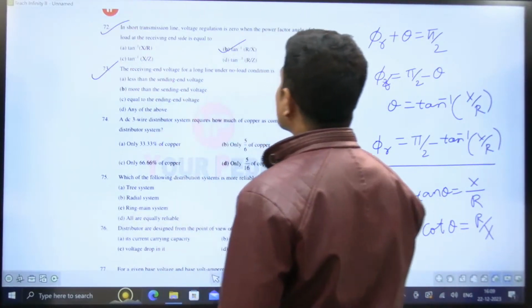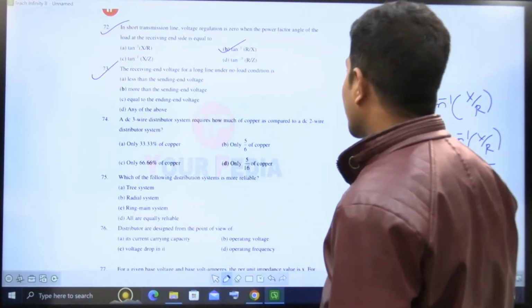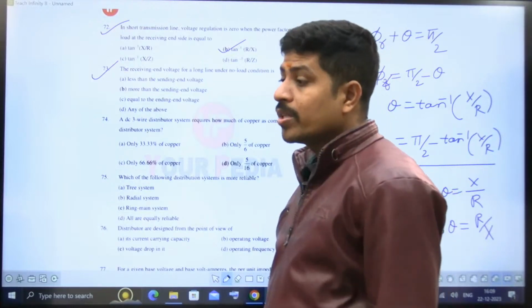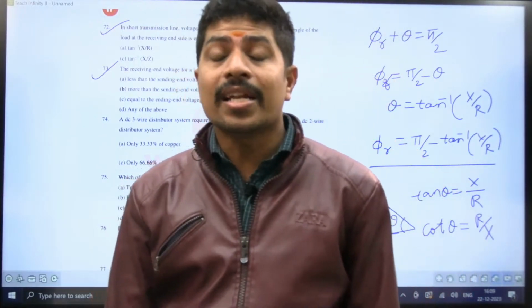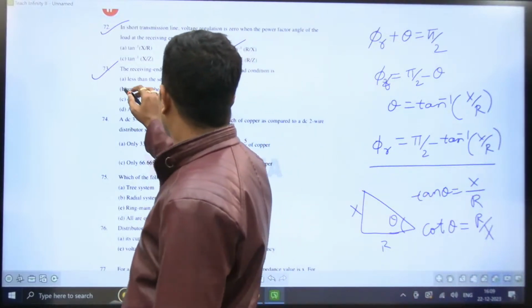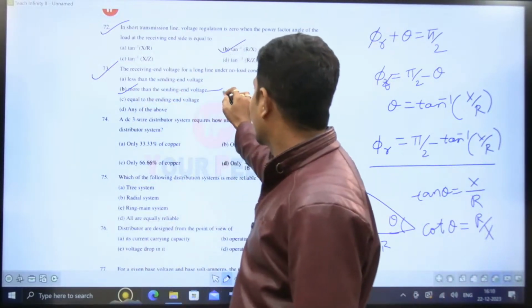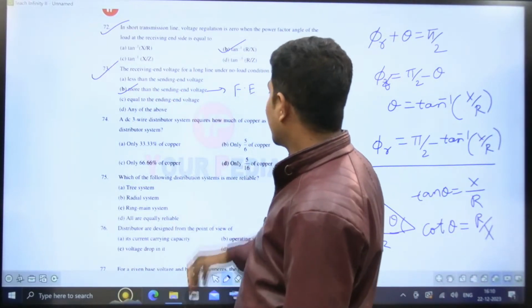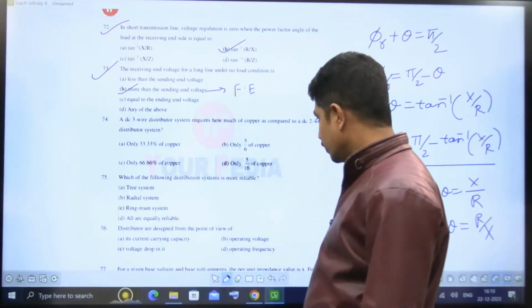Next up, the receiving end voltage of a long line under no load condition is going to be more than sending end voltage due to Faraday effect. So it is going to be more than sending end voltage due to what effect? Faraday effect. Next step.